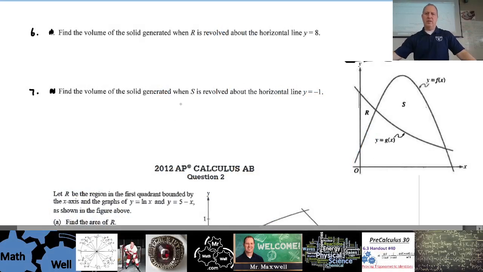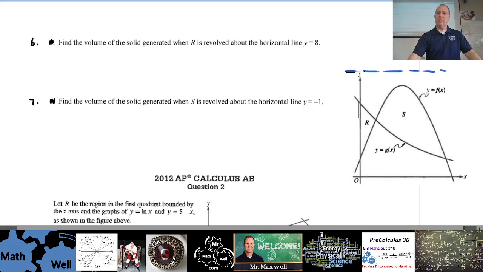All right, so this is the second page of your number 62 homework. We skipped over 4 and 5. So number 6: find the volume of the solid generated when R, the diagram from the previous page, is revolved around the horizontal line y equals 8. The horizontal line y equals 8 is going to be up here somewhere, right?